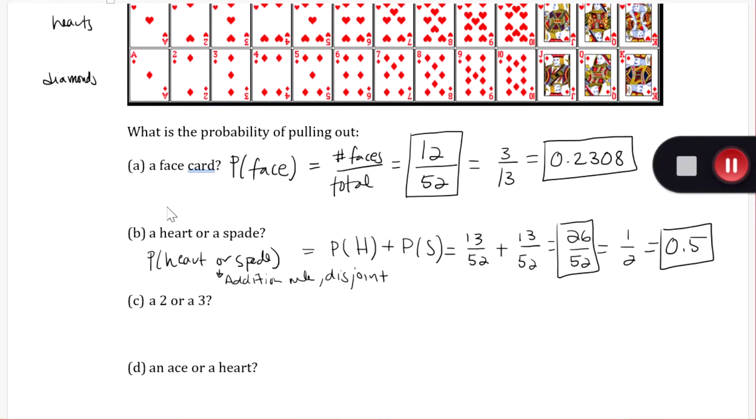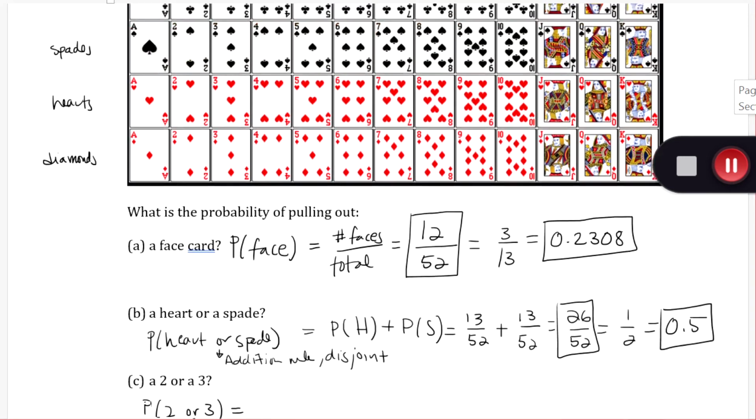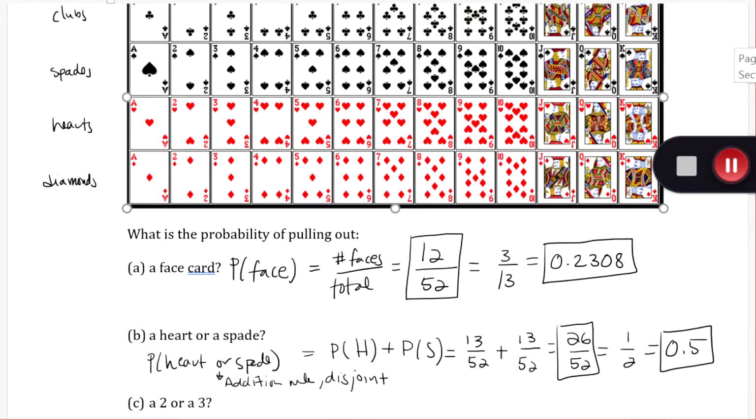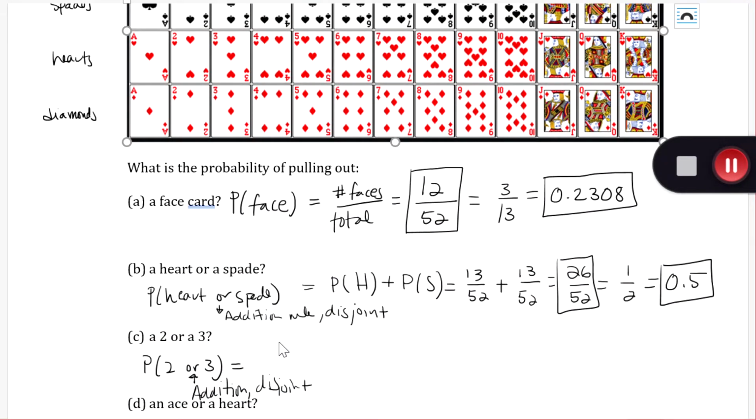So this next question is the probability of a 2 or a 3. So again, we have an or, so we're going to have the addition rule. And then you got to think, can I simultaneously be a 2 at the same time that I'm a 3? And you can't, so they're going to be disjoint. So you want to look up your deck of cards and you go, how many times can I pull out a 2? So there's going to be these 1, 2, 3, 4 out of the total of 52. So we're going to have 4 out of 52.